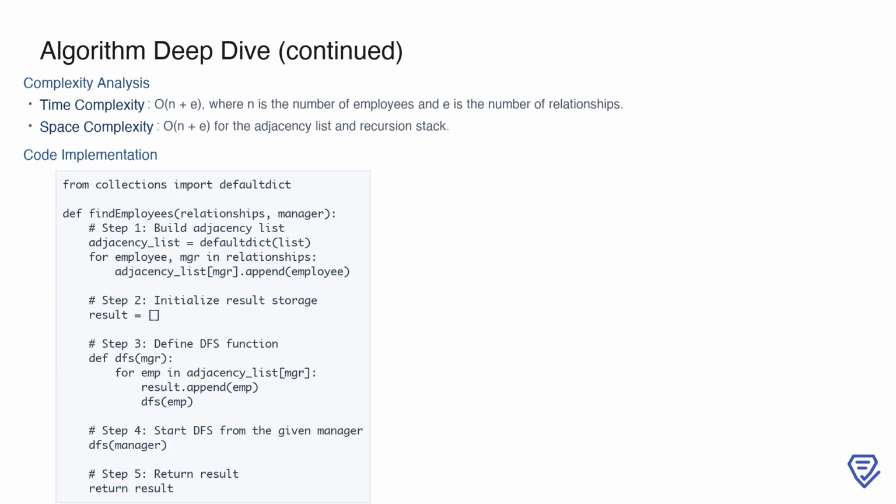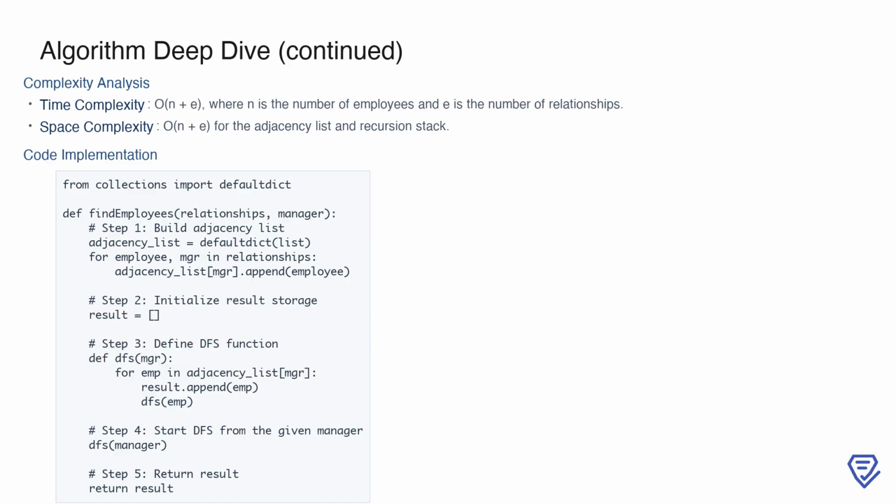Analyzing the algorithm, the time complexity is O(n + E), where n represents the number of employees and E represents the number of relationships in the input. This is because we traverse each employee and their relationships exactly once. The space complexity is also O(n + E), accounting for the adjacency list and the recursion stack.